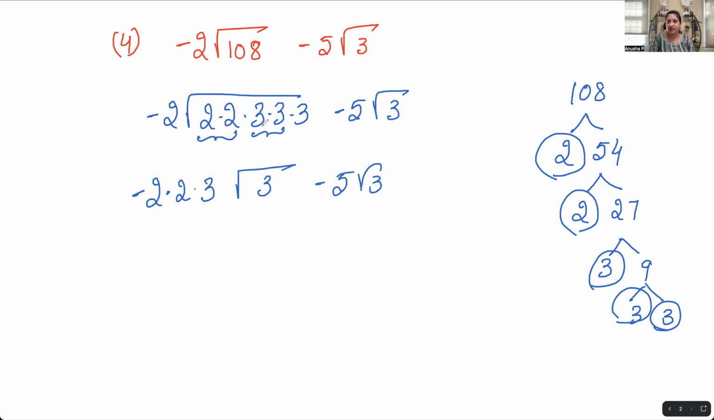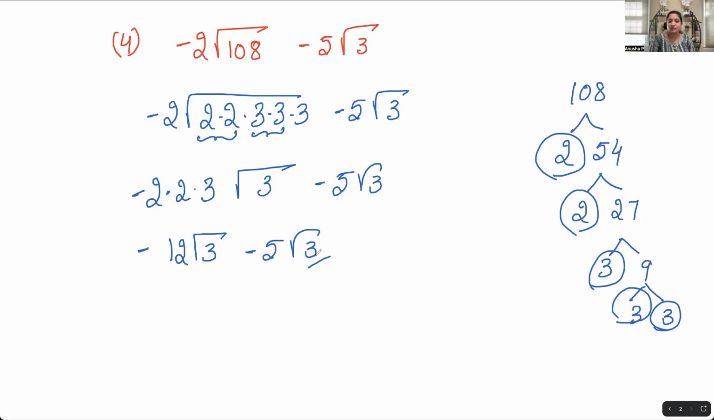If you have doubt in simplifying square roots, please watch the previous videos. Negative 2 times 2 is 4. 4 times 3 is 12. Negative 12 root 3 minus 5 root 3.